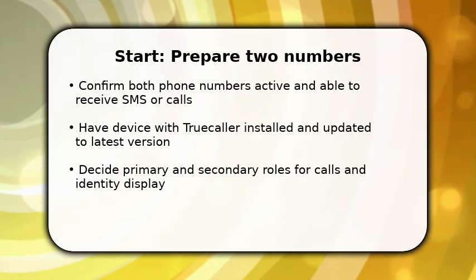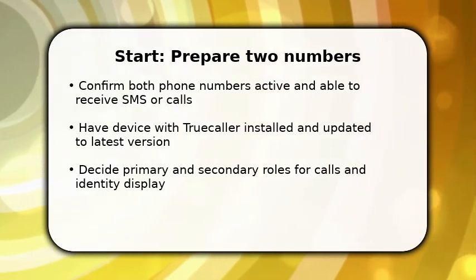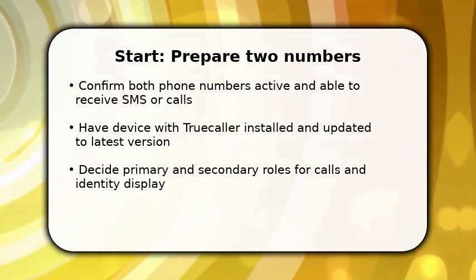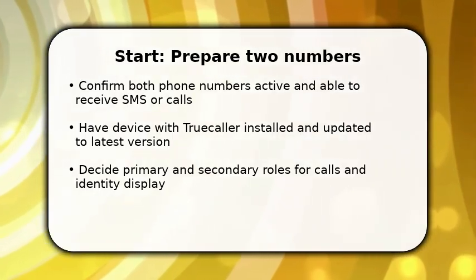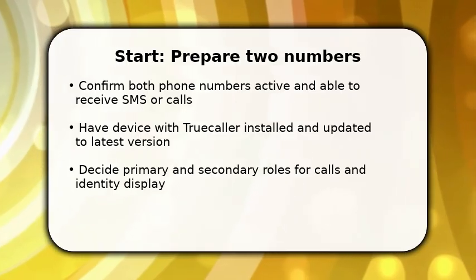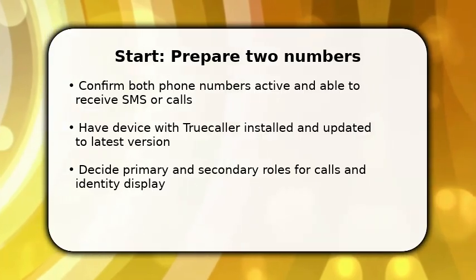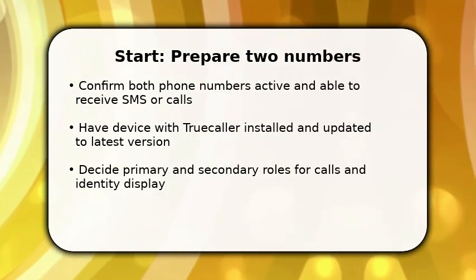You begin by confirming both numbers are active and can receive SMS or calls. This matters because verification is mandatory. Once done, open Truecaller and sign in with your primary number to establish your main profile, then navigate to Settings to locate the dual number or alternate number option.